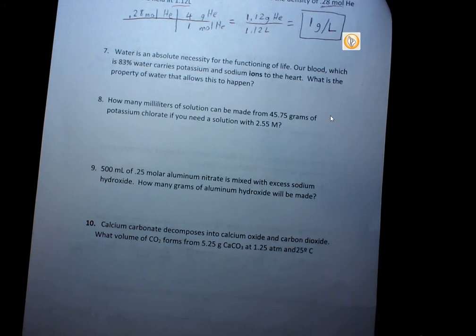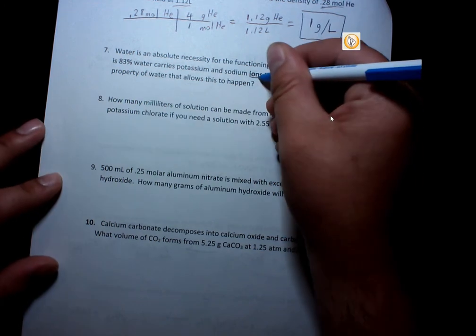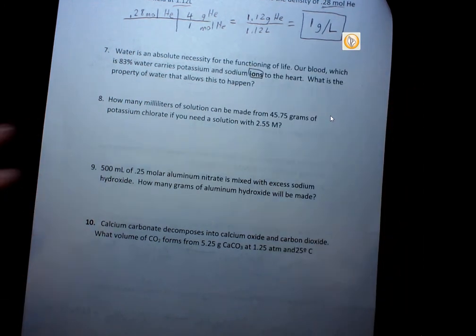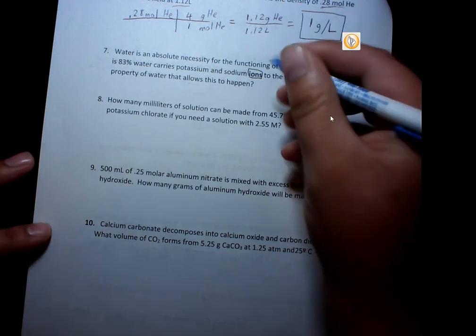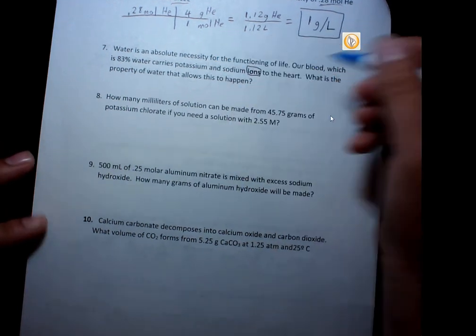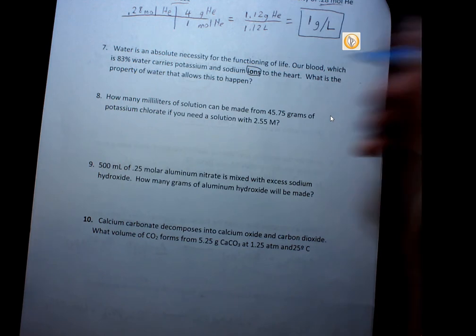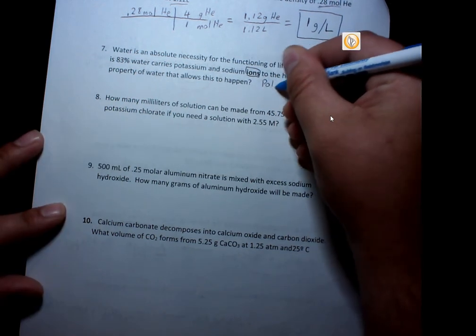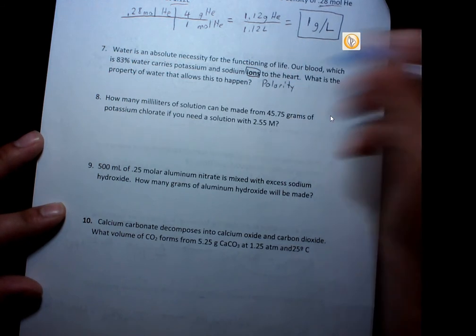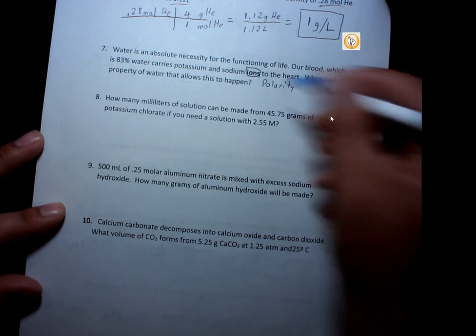Number 7, more vocabulary. Water is an absolute necessity for functioning life. Our blood, which is 83% water, carries potassium and sodium ions. That's super important there. To the heart. What is the property of water that allows this to happen? Well, ions have charges. The reason water can carry it is it can interact with those charges. What's the property of water? It's polarity. What's the most important thing that we know about water is it's polar.